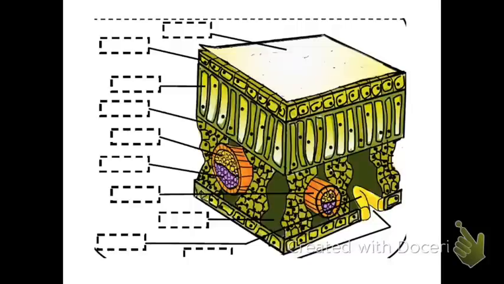So if we're going to start from the top and work our way down, on the very top of our leaf, the part that captures the light is called the cuticle. Now the cuticle is a waxy covering that's going to be protecting the outside of the leaf and helping it to prevent losing lots of water. Directly underneath our cuticle is going to be our epidermis. Okay, we have an upper epidermis and a lower epidermis. These are just simply the cells that make up the outside of our plant.